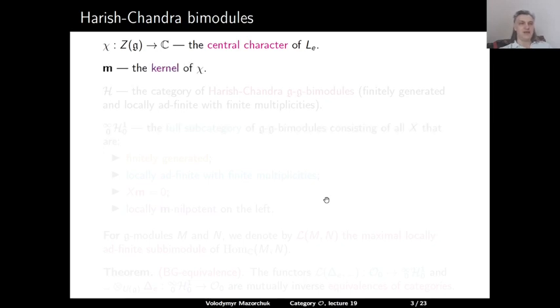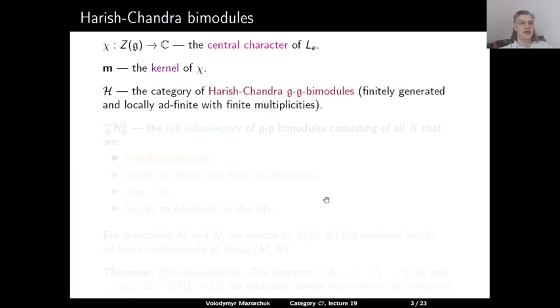Let M be the kernel of chi. This is a maximal ideal in the center of the universal enveloping algebra. We denote by H the category of all Harish-Chandra G-G bimodules. So these are finitely generated bimodules, which are locally finite with respect to the adjoint action of G, and moreover, all multiplicities of simple modules with respect to this adjoint action are finite.